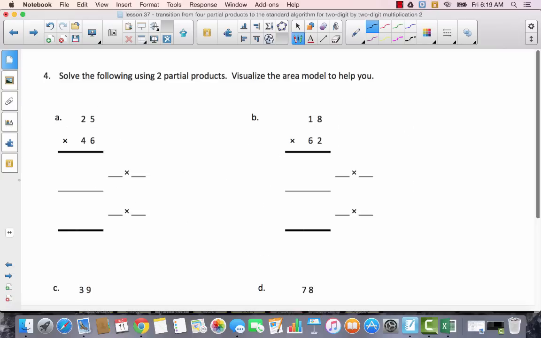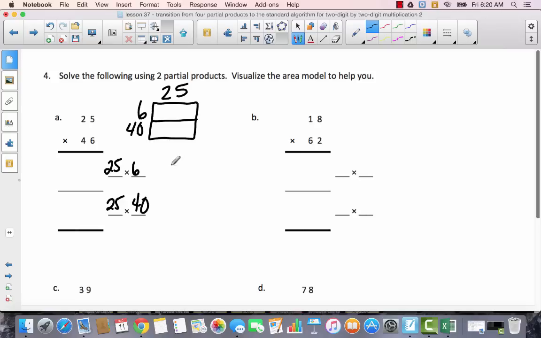All right, now it's kind of taking us away from the area model. It says to visualize the area model to help you, okay? I'm going to go ahead and just draw it up here to kind of help us, but it says visualize, so we don't really have to. But if we have 25 times 46, that's 25 times 6, 25 times 40.